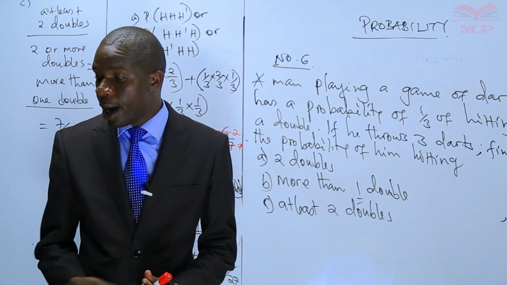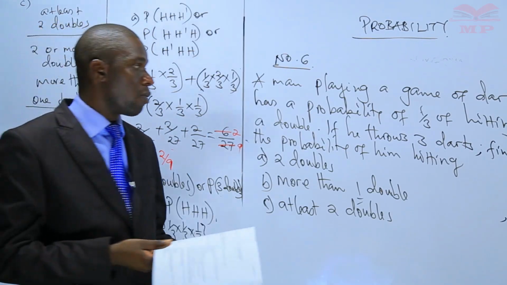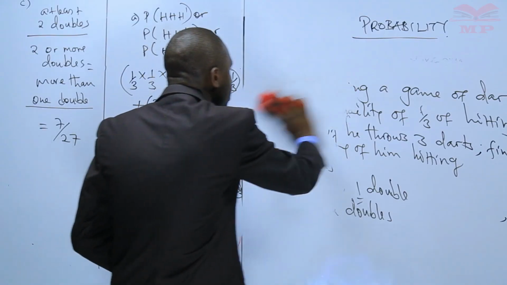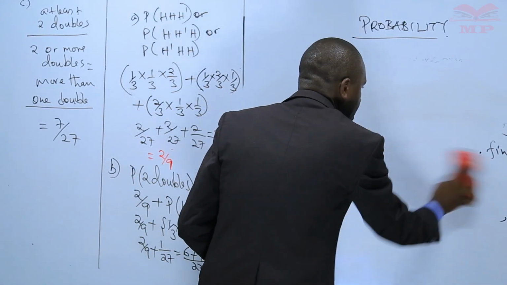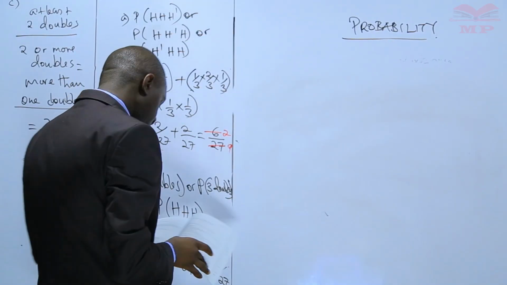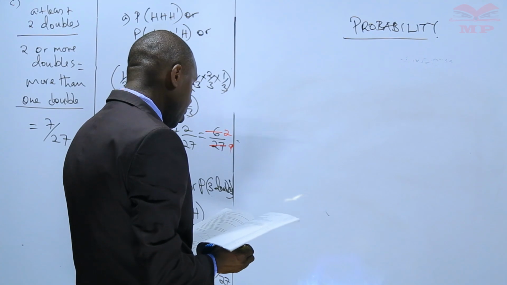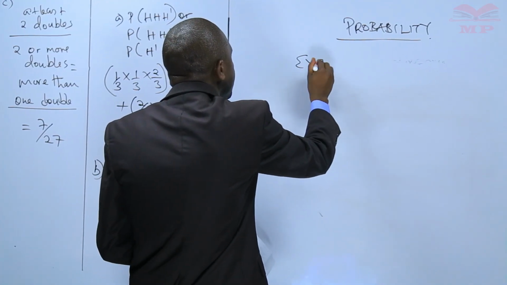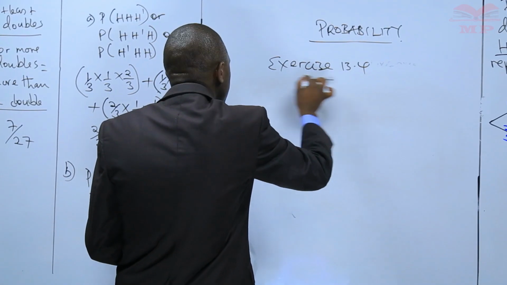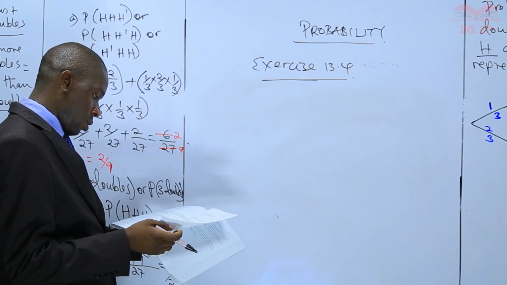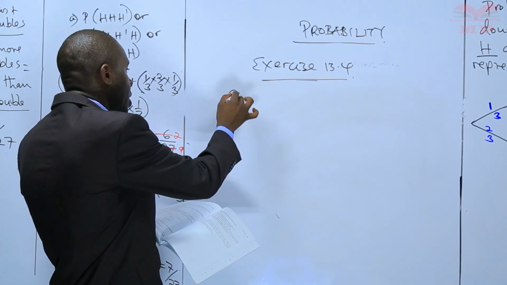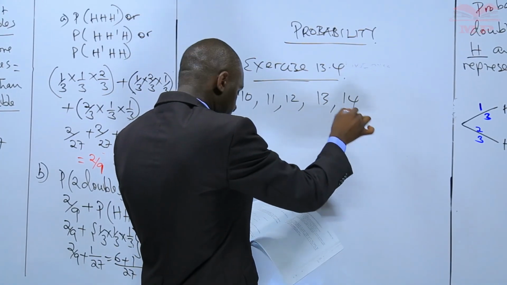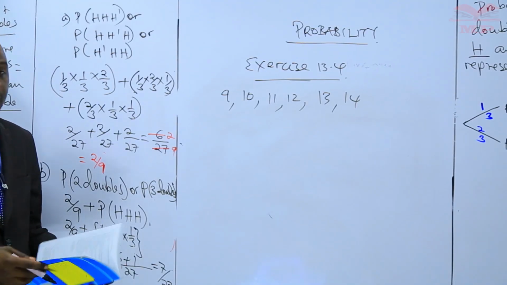So I want us to stop there for this class today. Meanwhile, I want to give you assignments which you can try, and we'll see if we will be able to work them out in successive classes. In your assignment, please work on exercise 13.4. You'll be able to work on number 9, number 10, number 11, number 12, number 13, and number 14.